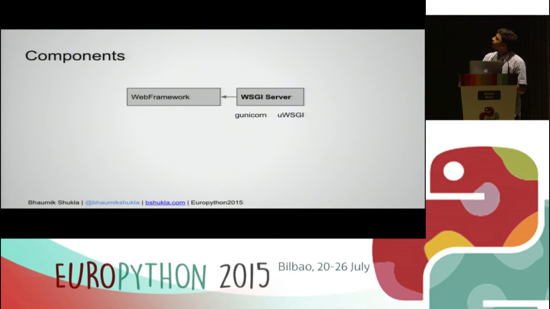We have two good WSGI servers available in Python. These two are the most famous. One is Gunicorn and one is MicroWSGI or uWSGI. I generally prefer uWSGI because it has much more configuration power. There is no specific reason, you can choose any of them. So yeah, we should have some WSGI server.